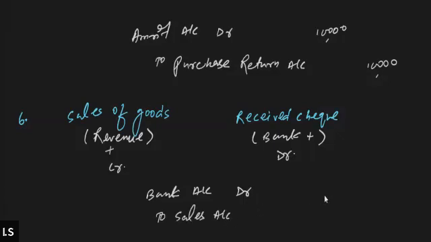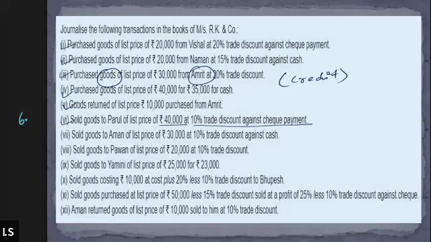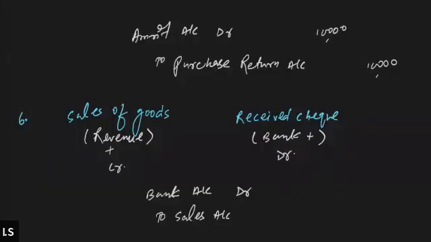Sales account. And what will be the value? The value will be 36,000, right? Because we have given a discount as well. 40,000 of goods was sold on a trade discount of 10%. That means we have given a discount of 4,000. So the total collection will be 36,000 only. 36,000 and 36,000.